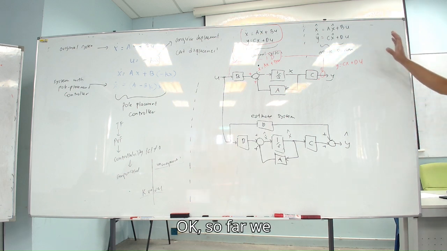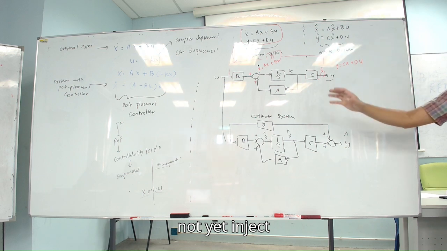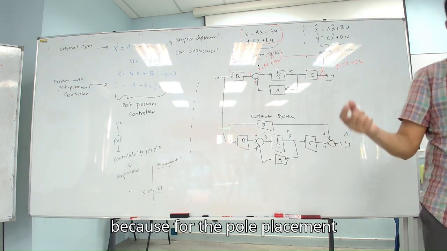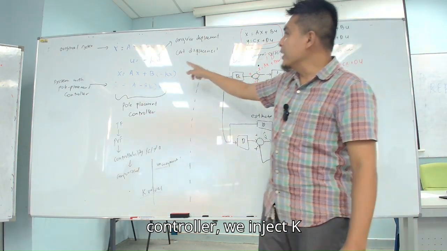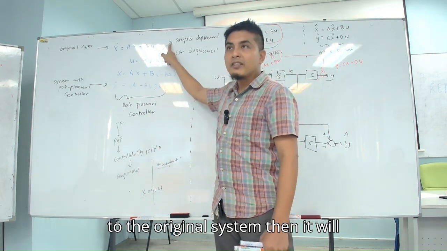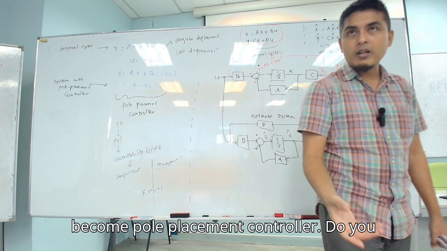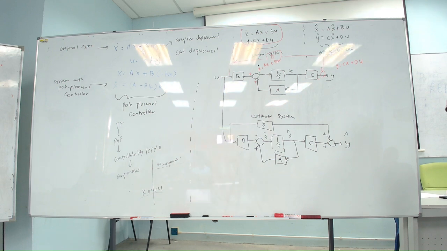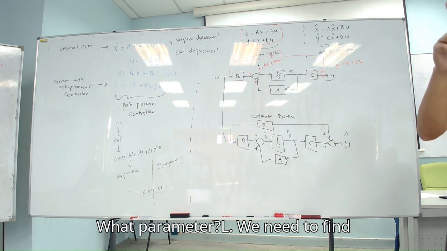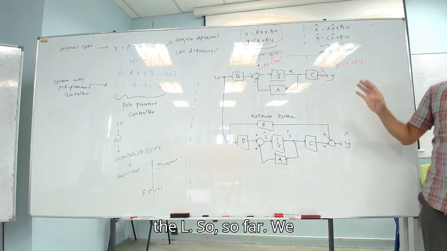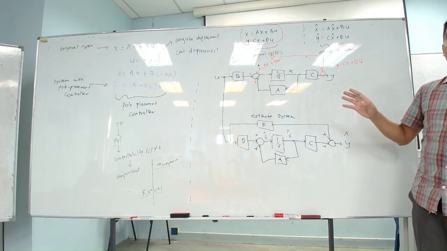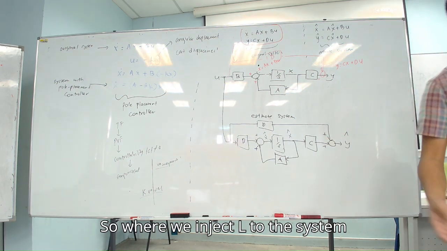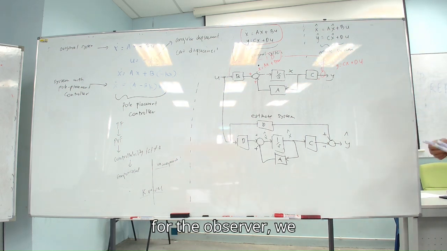Okay. So far we have not yet injected the observer controller, because for the pole placement controller we inject K into the original system, then it becomes the pole placement controller. Do you still remember the observer controller, what we need to find? What parameter? L. We need to find the L. So far we have not yet injected L into the system.